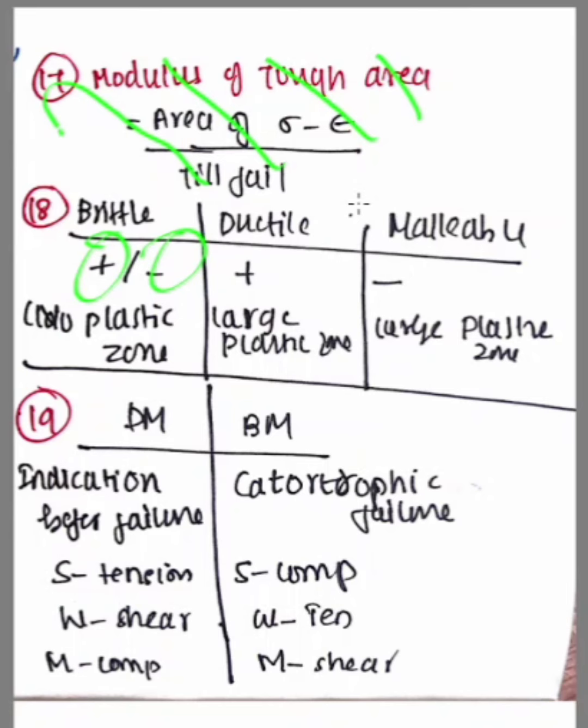Okay, next is the low plastic zone. For brittle, there is no plastic zone; there won't be any plastic zone. For ductile it will have a large plastic zone, and malleable also has a large plastic zone. And you should study the difference between them. So what is creep? Creep means, you should study some. Okay, I'll just include it here.